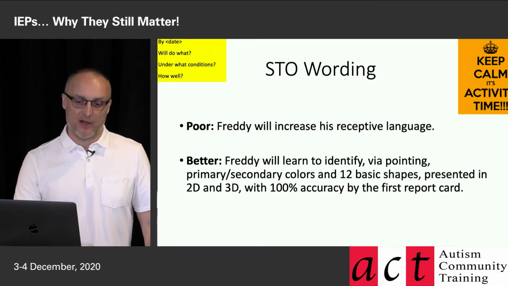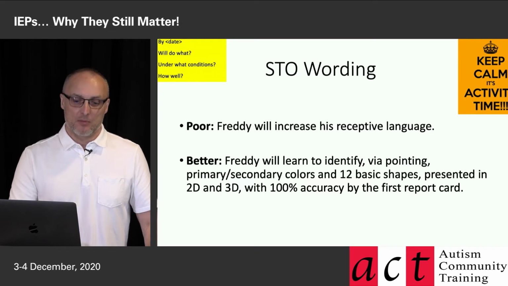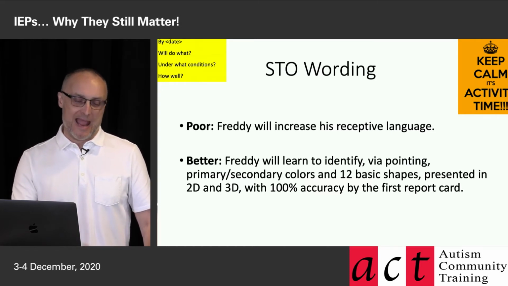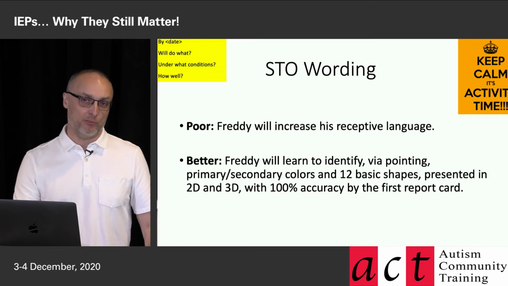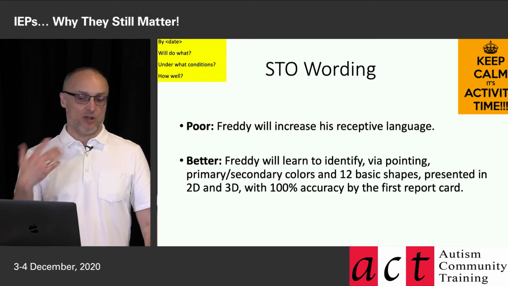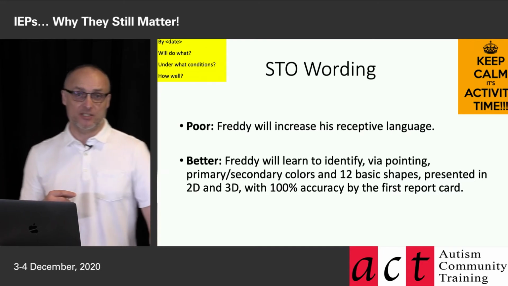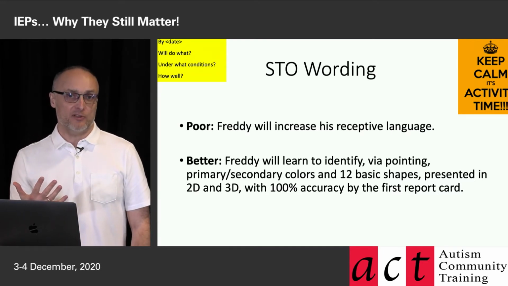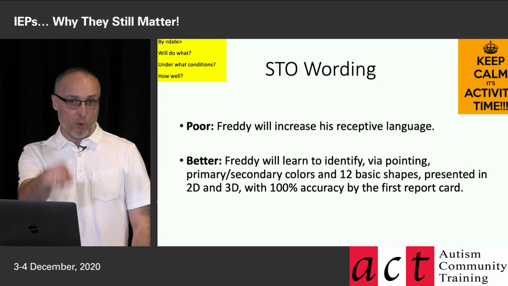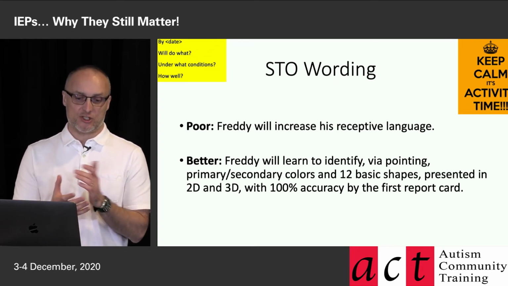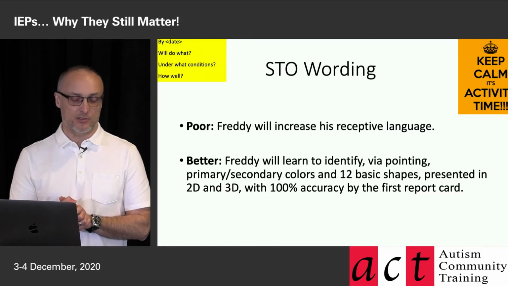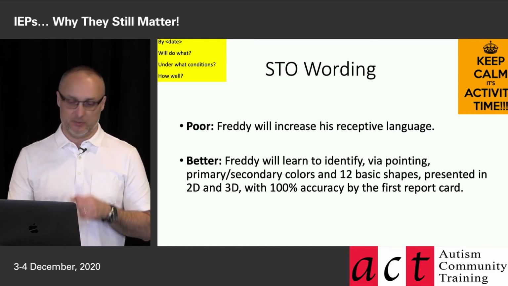Freddie will learn to identify via pointing primary and secondary colors and 12 basic shapes presented in 2D and 3D formats with 100% accuracy by the first report card period. And this can be taught daily. You know exactly what he's going to do. The response topography, the verb, the action he engages in is a point. The context is 2D and 3D basic shapes and those primary and secondary colors. Right? This is very specific and measurable.